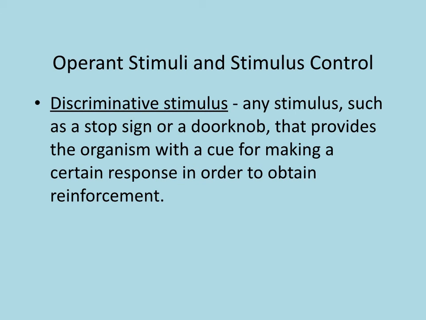Okay, now, when we deal with operant stimulus and stimulus control, we deal with discriminative stimulus, or any stimulus such as a stop sign or a doorknob that provides the organism with a cue for making a certain response in order to obtain reinforcement. So, when we have discriminative stimuli like a stop sign, we know what we're supposed to do. We're supposed to stop at the stop sign. We know we're supposed to open the doorknob.